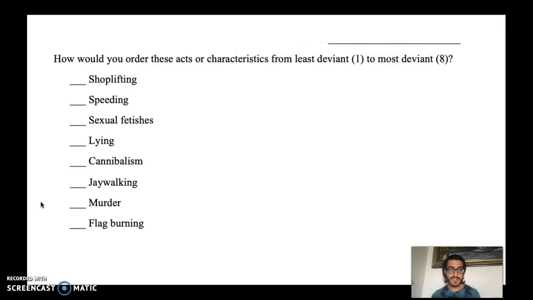So you can see the behaviors that are listed are shoplifting, speeding, sexual fetishes, lying, cannibalism, jaywalking, murder, and flag burning. Right, so why don't you pause the video where you're at right now and get out a piece of paper and just rank these 8 different behaviors from 1 to 8, again with 1 being what you think is least deviant and 8 being what you think is most deviant. And then in just a second I'll advance to the next slide once you press play, and you can see how your answers compared to mine.